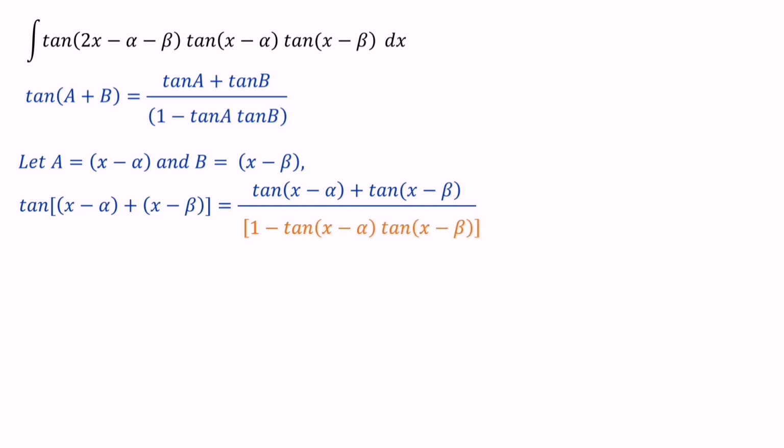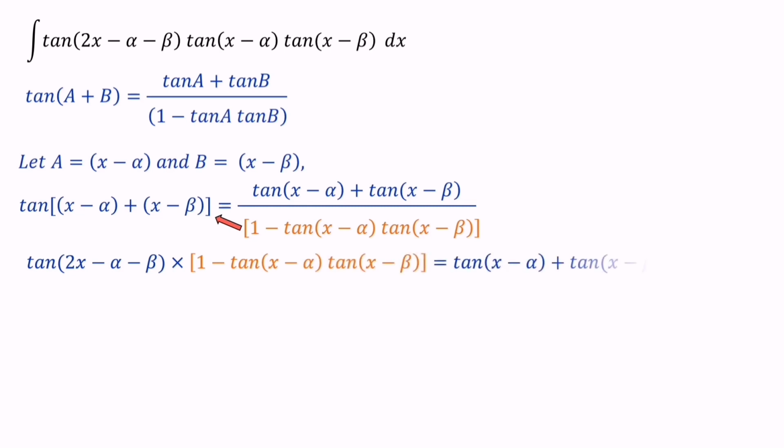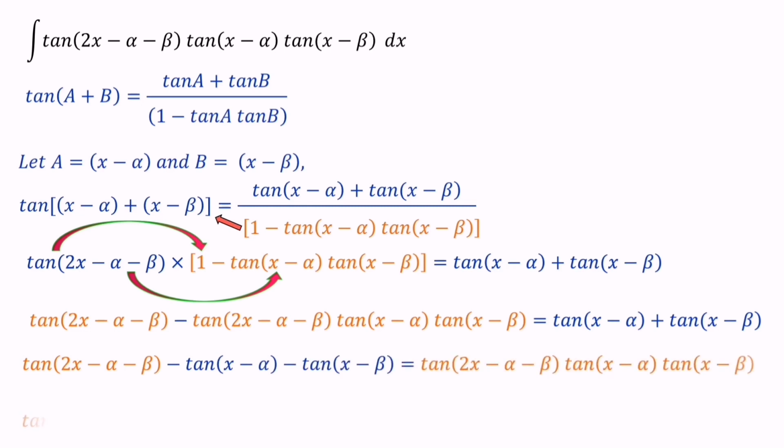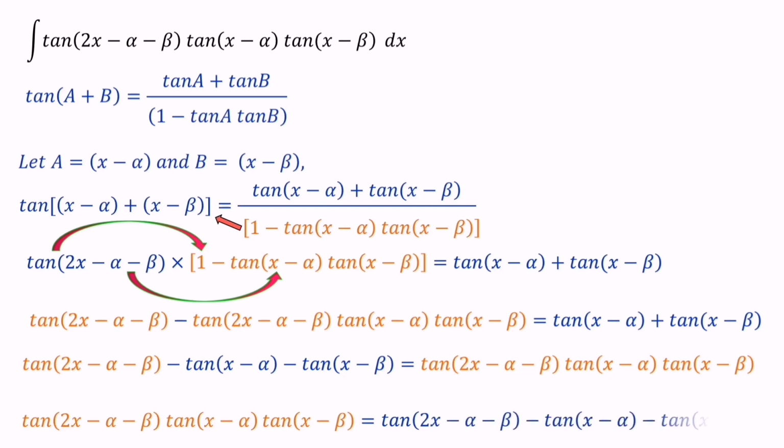Now we can cross multiply the denominator and get the result tan(2x minus alpha minus beta) within brackets 1 minus tan(x minus alpha) times tan(x minus beta) equals tan(x minus alpha) plus tan(x minus beta). After that, we can remove the brackets. Finally, we can make tan(2x minus alpha minus beta) times tan(x minus alpha) times tan(x minus beta) the subject: tan(2x minus alpha minus beta) minus tan(x minus alpha) minus tan(x minus beta).